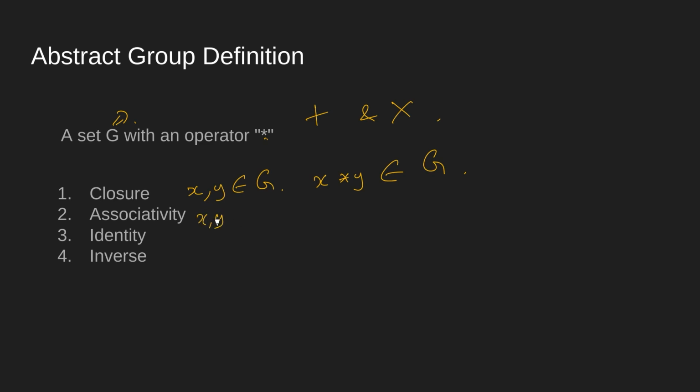Associativity means if we take any 3 elements x, y, z from this set G, and compute x star y and then star z, this should be equal to x operated with y star z. This is certainly a useful property, because if it is satisfied, then we can do some optimization in code.